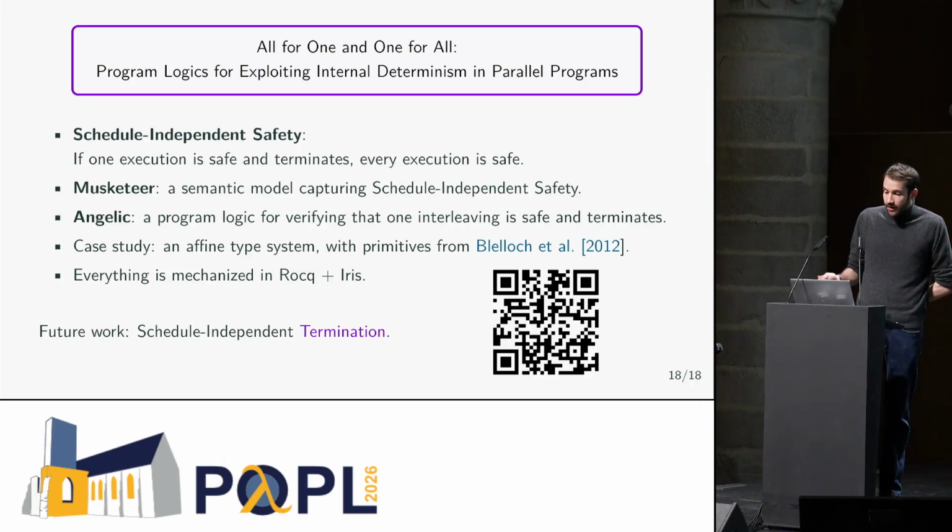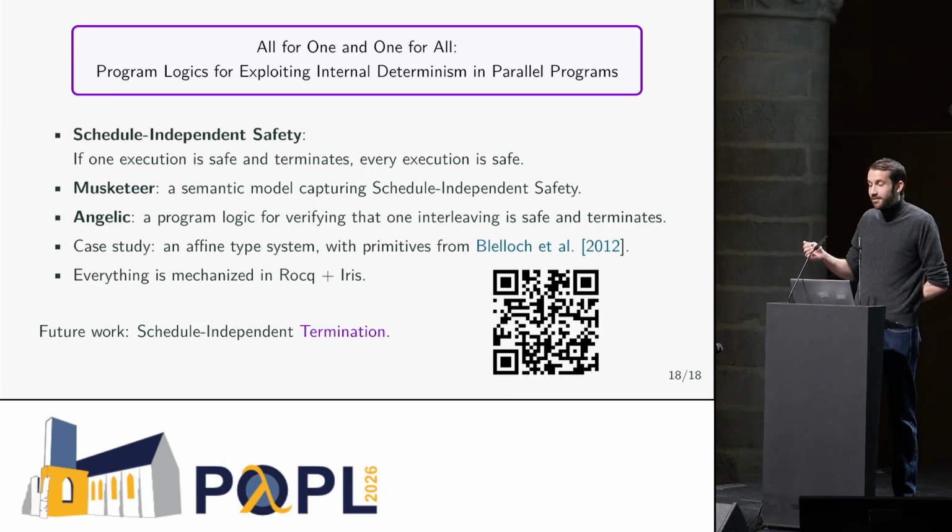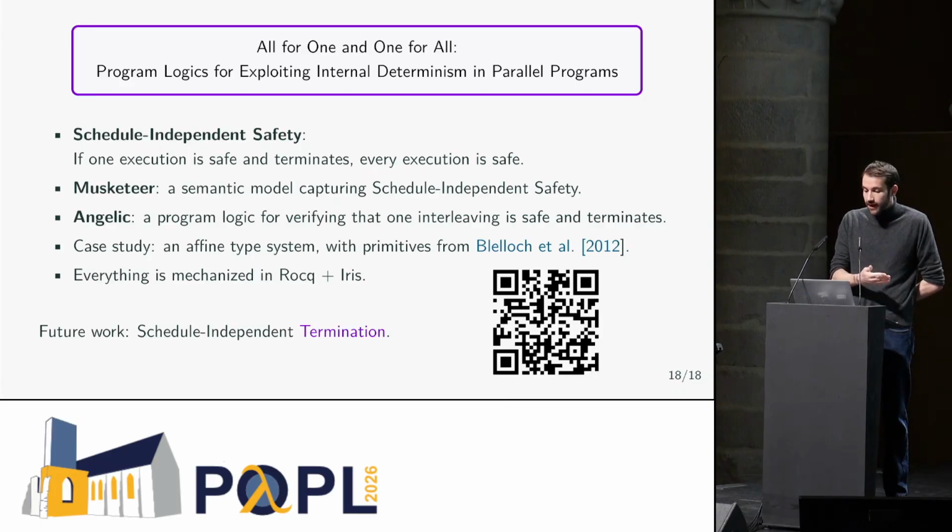Okay, in conclusion, I just presented All for One and One for All, program logics for exploiting internal determinism in parallel programs. The key ingredients were schedule-independent safety, so this property that says that if one execution is safe and terminates, every execution is safe. We have Musketeer, which is a semantic model that captures schedule-independent safety, and we have Angelic, a program logic for verifying that one interleaving is safe and terminates. We have several case studies, so this affine type system with Primitive, Pottier et al., and everything is mechanized.